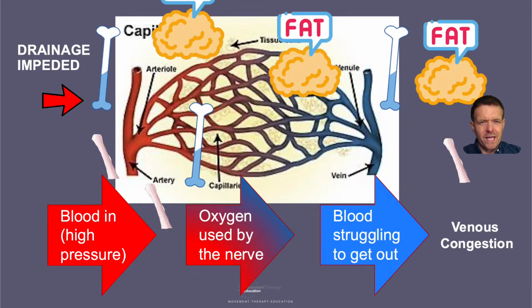Okay, if we have congestion and stuff going on, encroaching on the space around the blood supply for that nerve, then we've got a drainage problem. Okay, so we've got high blood pressure coming in, the oxygen is used by the nerve, but because of all this stuff that's in the way, the blood is struggling to get out. So we can have venous congestion. So the veins backfill, basically, and so it creates a micro swelling around the nerve. And then that means then fresh blood can't get in. So we're not able to get oxygenated blood into that nerve so it can function properly.